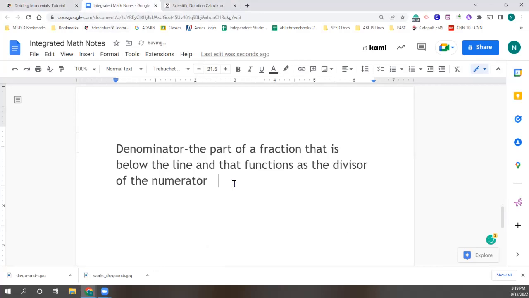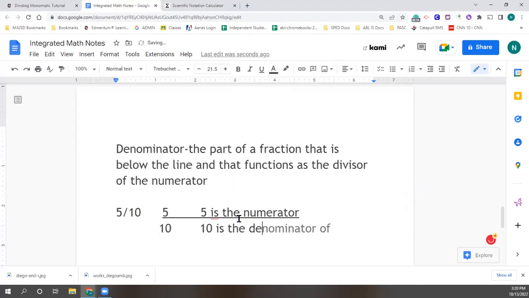So, let's do 5 divided by 10, or 5 over 10. Let's underline that, and then 5 over 10. Okay, so the 5 is the numerator, and 10 is the denominator.